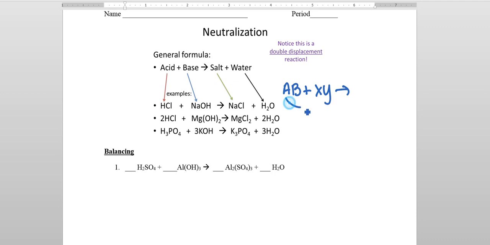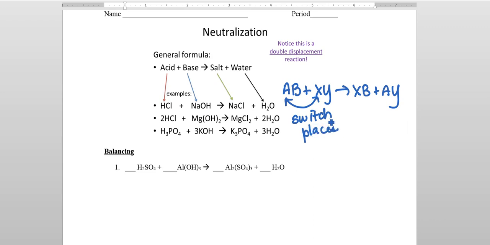And the first element in those compounds trades places. So now X is going to pair with B and A is going to pair with Y. They call that double displacement because you've got two things displacing each other. So they're switching places is what's happening here.